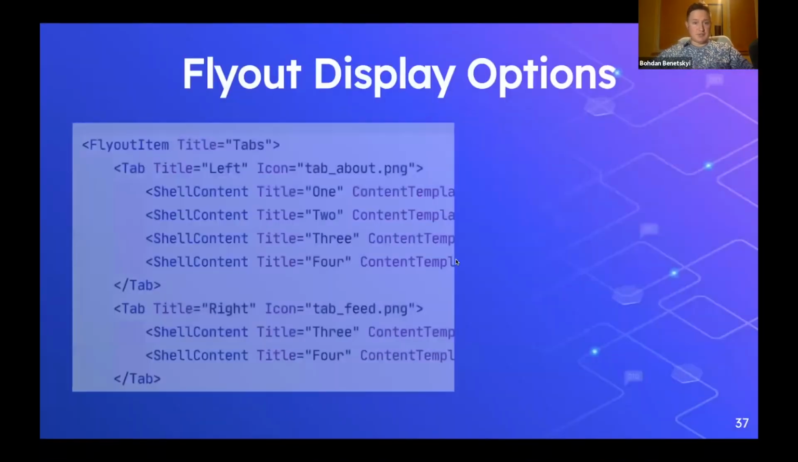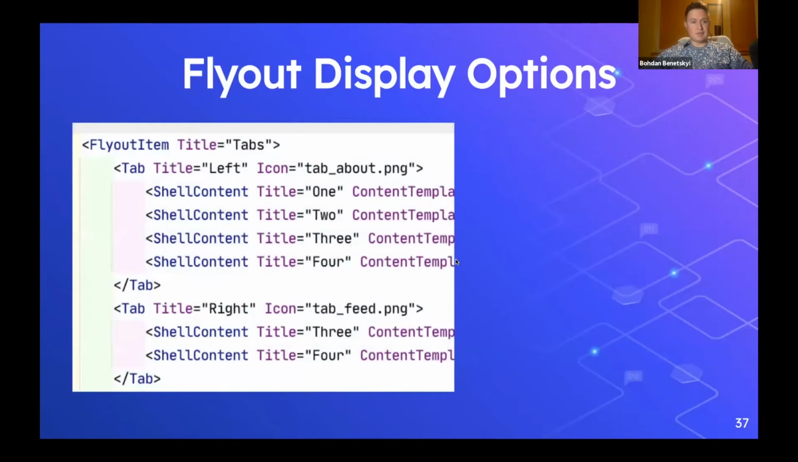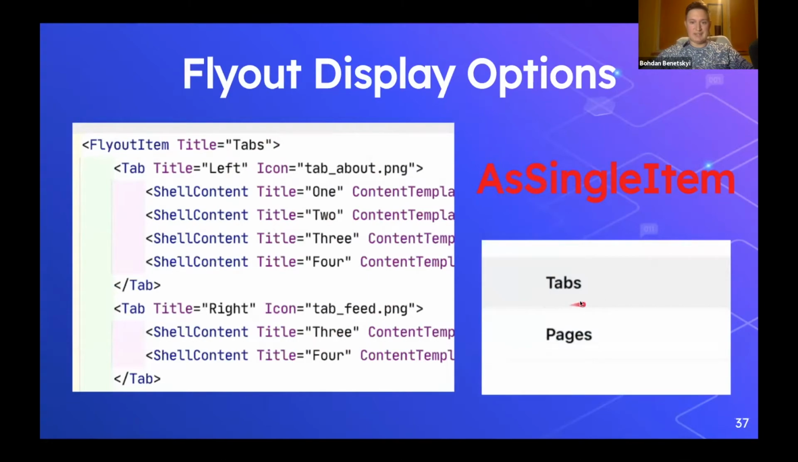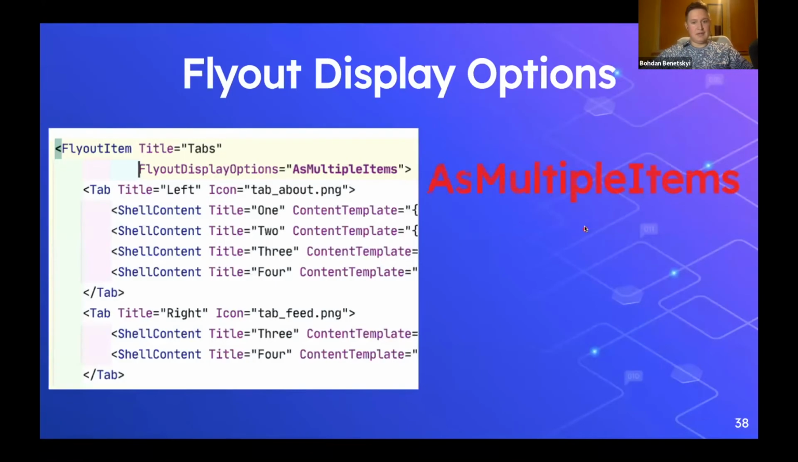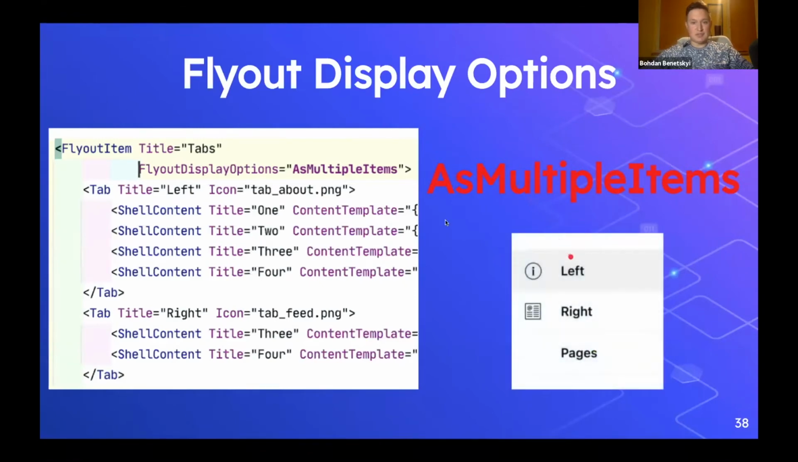Flyout display options. First of all, there's the standard option, named as single item. For that flyout item with just a title, tabs, and two tabs inside with icons left and right, it will be shown in the flyout like a single element, a single item. And as you may think, with multiple items just the tabs will be shown instead of the flyout item in your flyout menu.